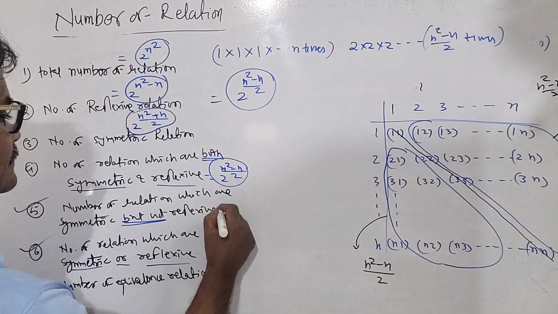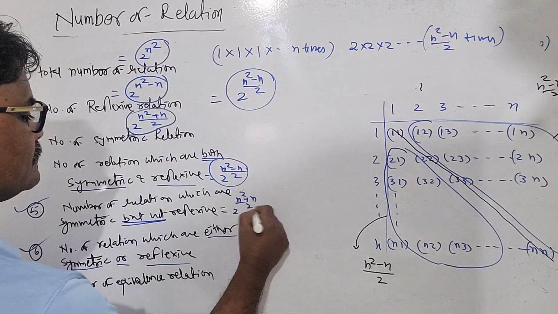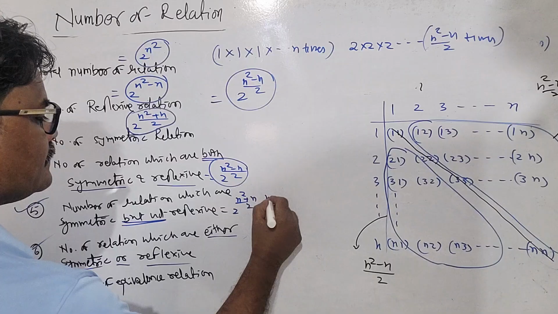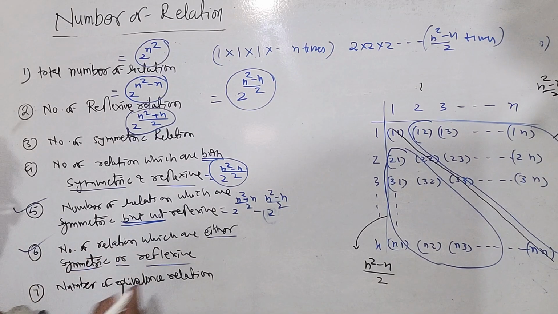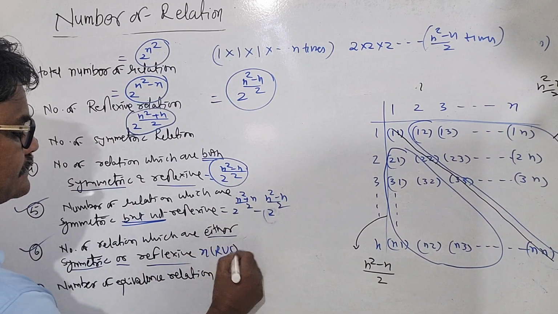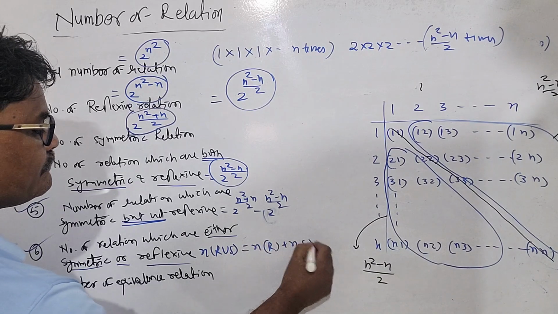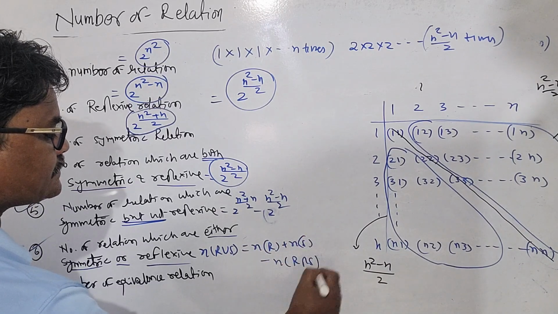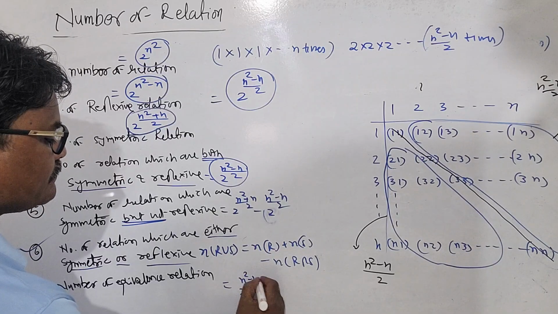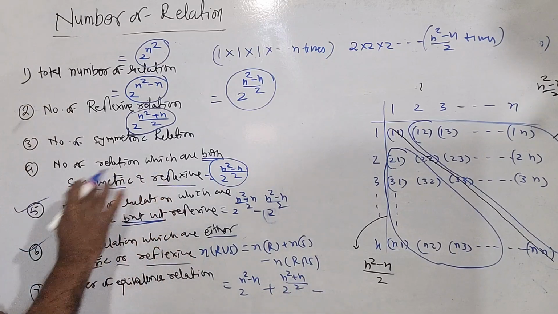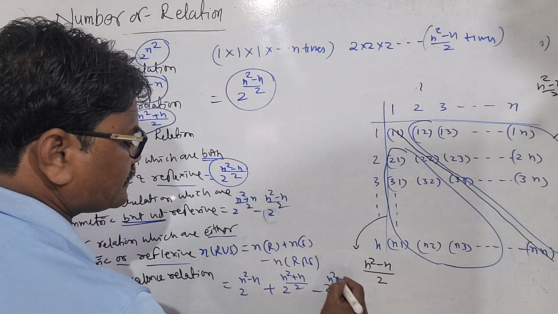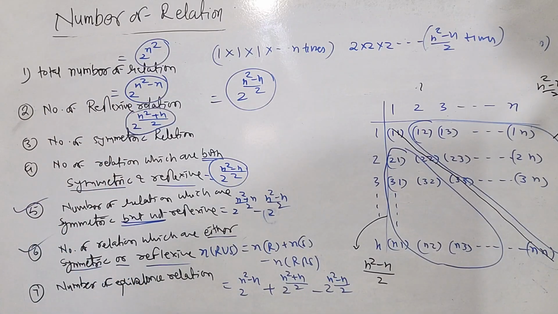That is 2 to the power (n square plus n)/2 minus 2 to the power (n square minus n)/2. And finally here use the A union B concept, the number of relations which are either symmetric or reflexive. That is n of R union S, that is n of R plus n of S minus n of R intersection S. N of R means 2 to the power n square minus n. N of S is 2 to the power (n square plus n)/2. And R intersection, both symmetric and reflexive, is 2 to the power (n square minus n)/2. So these are the number of relations which are either symmetric or reflexive.